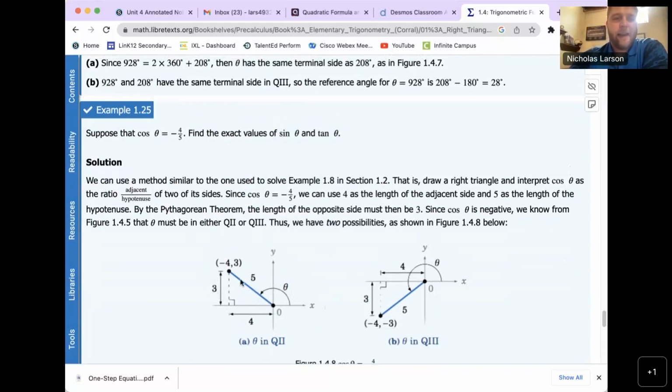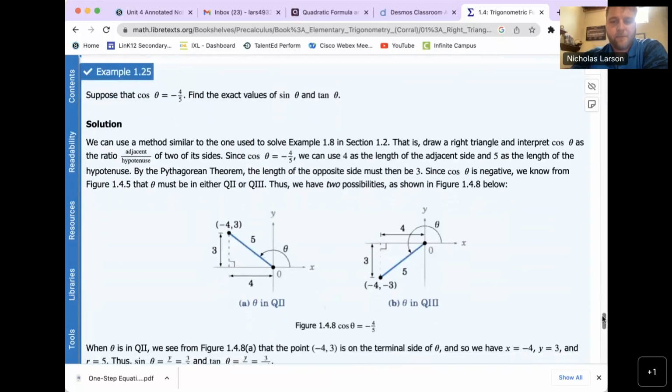However, I can get my cosine to be negative 4, my radius to be 5, and I could build the same triangle over here, but this time I have a negative 3. So I potentially have 2 different answers right here, by working this problem where my 3 is positive, or working this problem where my 3 is negative.